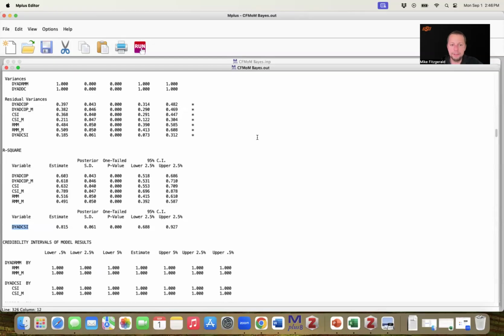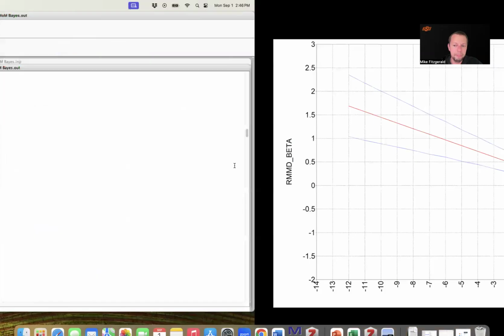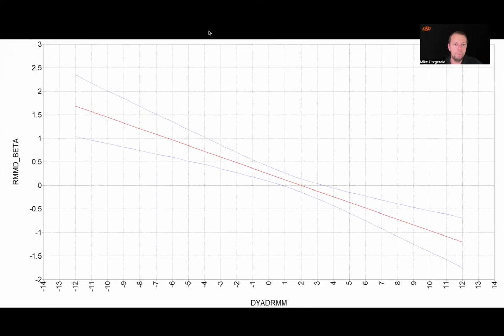But luckily I have another machine which I ran the plots. And this is what it looks like. So this is that Johnson-Neyman plot that I had mentioned. Oftentimes they're called butterfly plots. So the red is the slope of common dyadic coping at varying levels of dyadic relationship mindfulness.